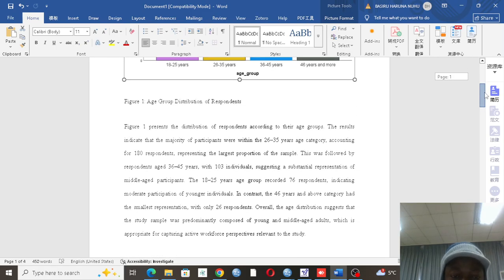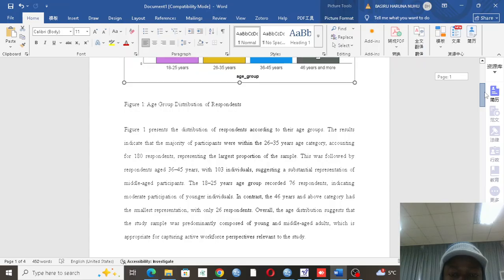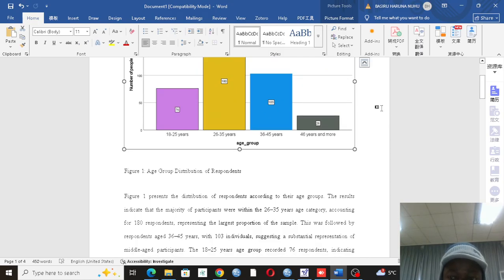Figure 1 presents the distribution of respondents according to their age groups. The results indicate that the majority of participants were within the 26 to 35 years age category, accounting for 180 respondents, representing the largest proportion of the sample. This was followed by respondents aged 36 to 45 years with 103 individuals.